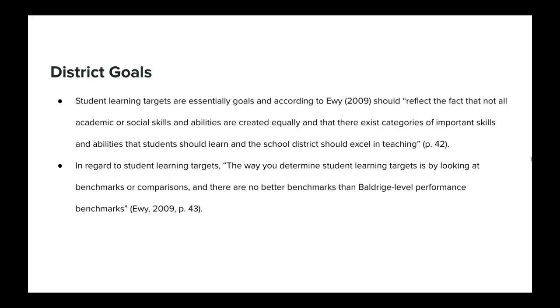We also want to look at the way that we determine student learning targets, which is through looking at those benchmarks or other comparisons. And we're also looking at the Baldrige level performance benchmarks that we've talked about previously, just because they are such a solid way of looking at this.